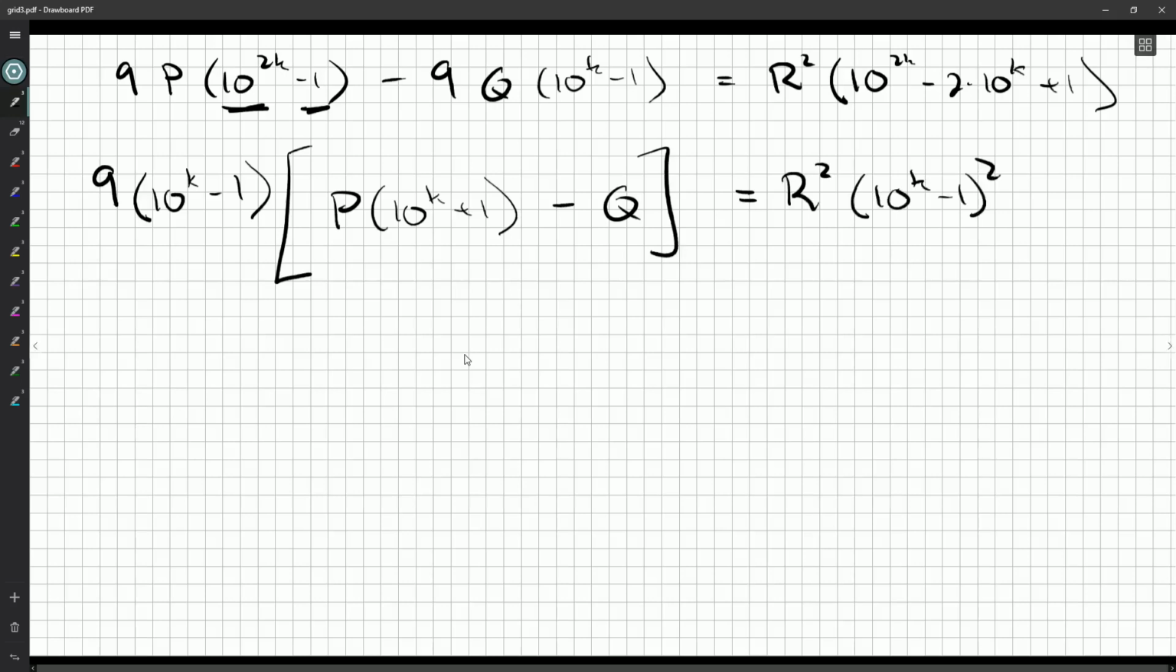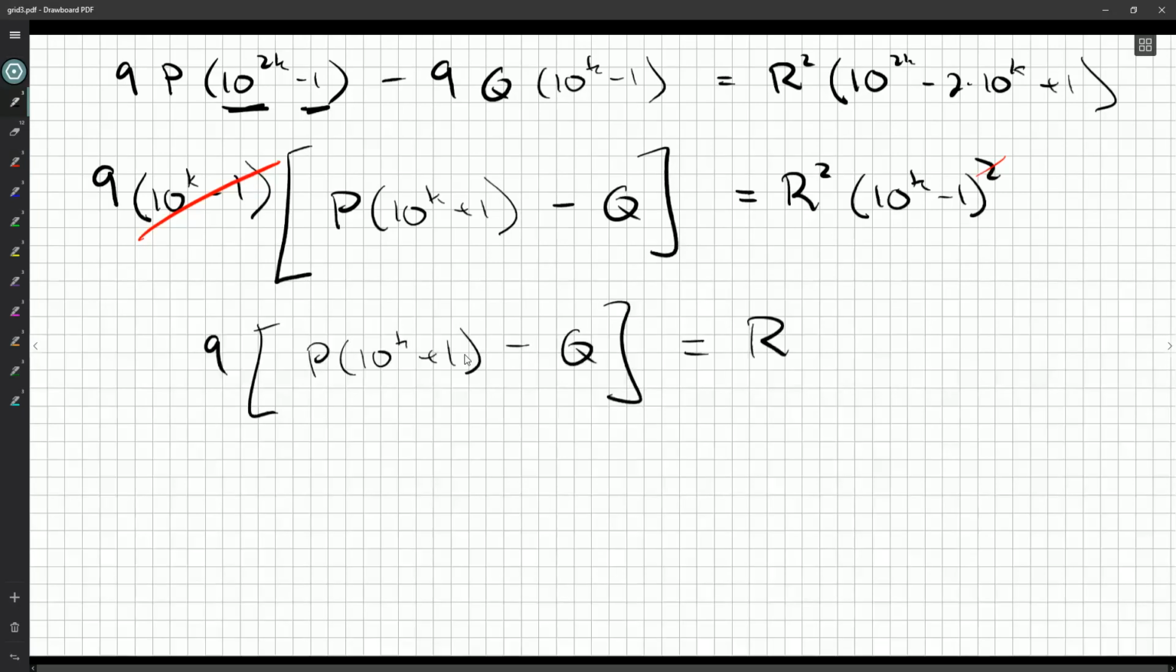Now k is a positive number, so these are not going to be zero, so the first thing I can now do is cancel out one of these on either side. So that's nice and neat. And then p times 10 to the k plus 1 minus q is r squared times 10 to the k minus 1. Okay. Is there anything more we can do from here?